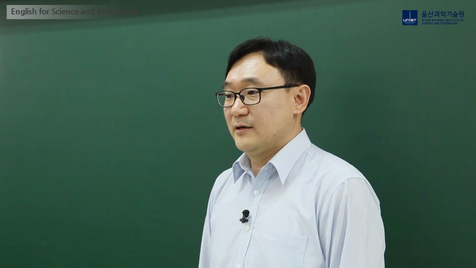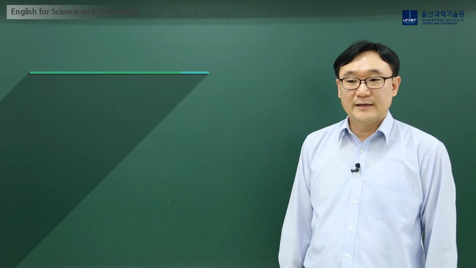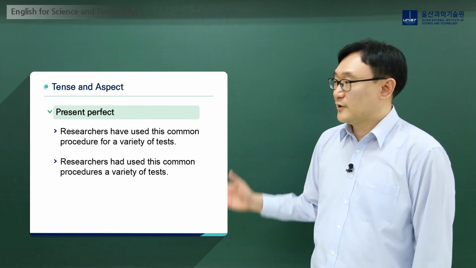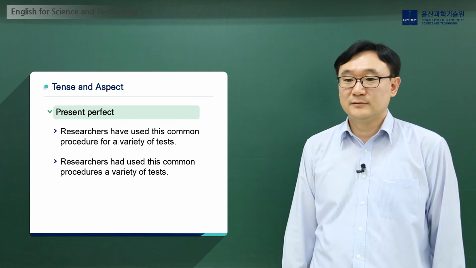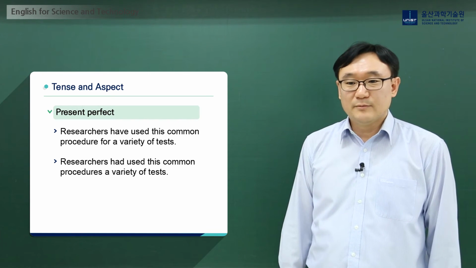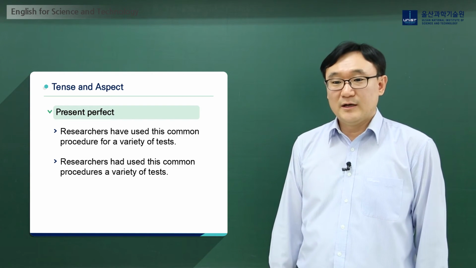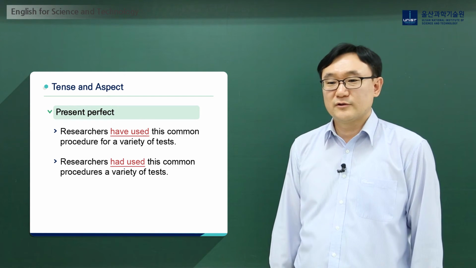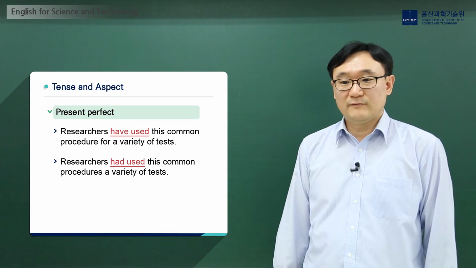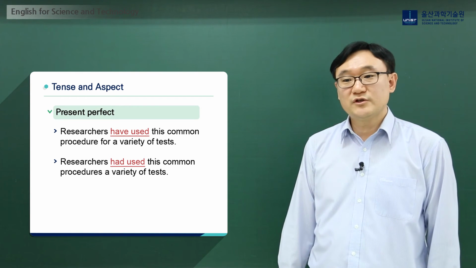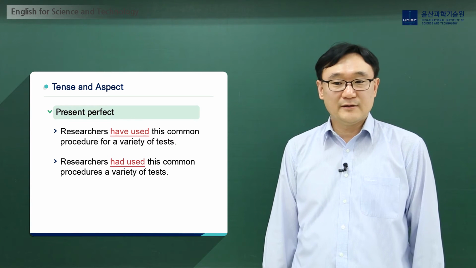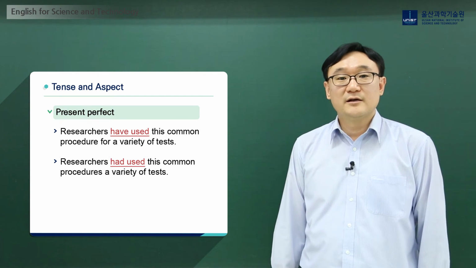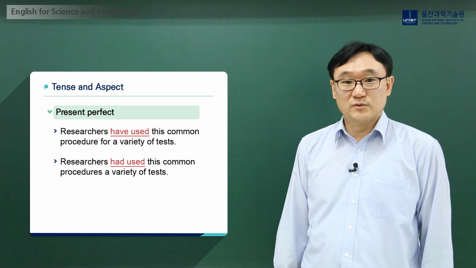In scientific writing, we also need to use tense and aspect purposefully and logically. Take a look at these examples in here. The first set of examples use have used and had used structures. The have used structure is there to deliver the status of the procedure, which is still in use. On the other hand, the had used structure is there to deliver the idea that the procedure is no longer in use.